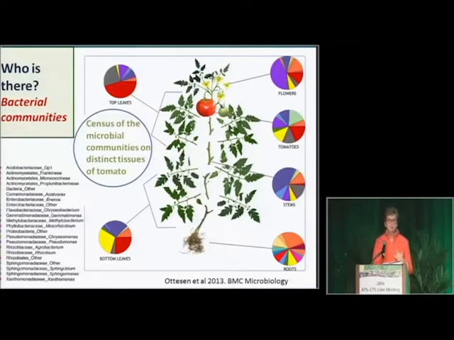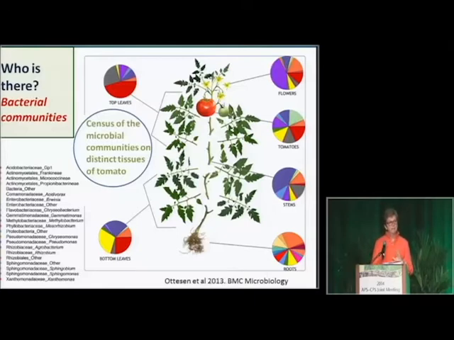So I'm going to just give you a few examples of phytobiome studies that have already been published and are perfect examples of how we can use this information and how we can move forward. So this is a study by Ottesen et al., where they looked, using sequencing of PCR fragments, at who is there, who's out there in that community.